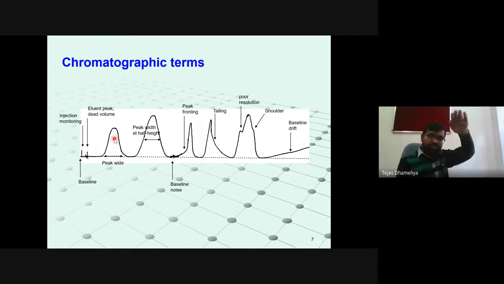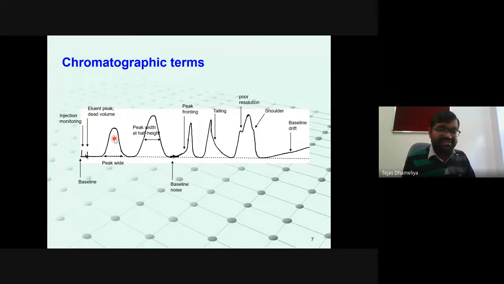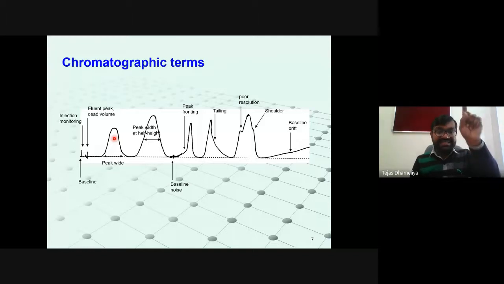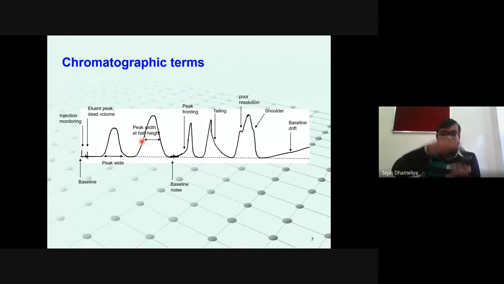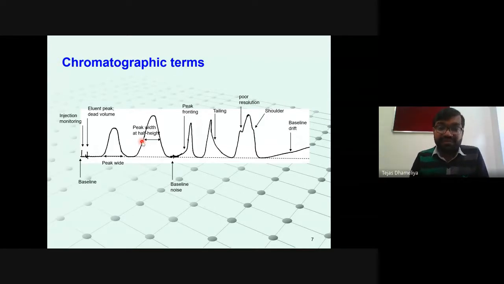How tall the peak is shows the intensity. Based upon that, we can give the intensity. If the height is h, then h by 2 will become the half height. Nothing else is said for it, it is just called half height. The whole height divided by 2 will become half of the height. And the width at half height, that we can also consider.